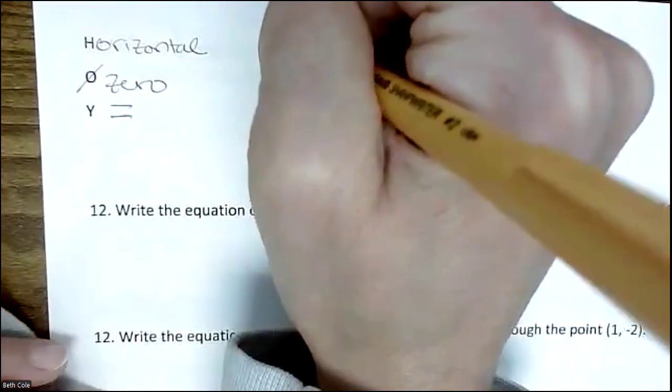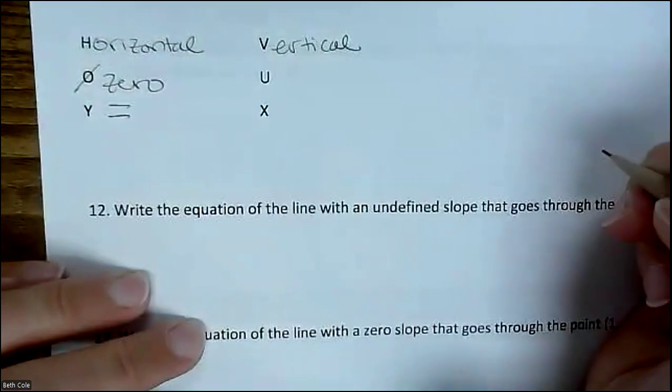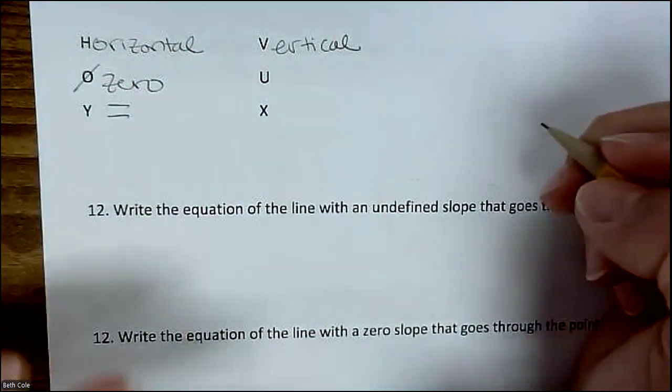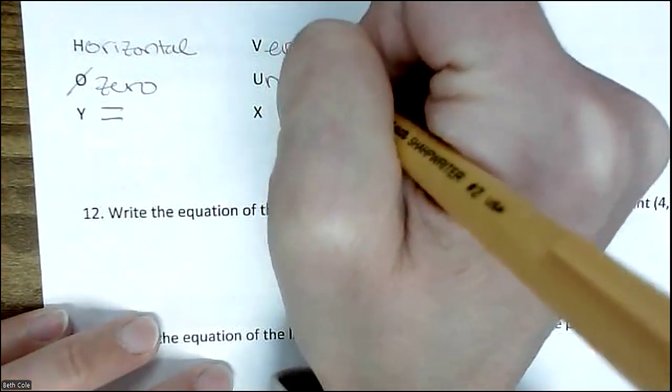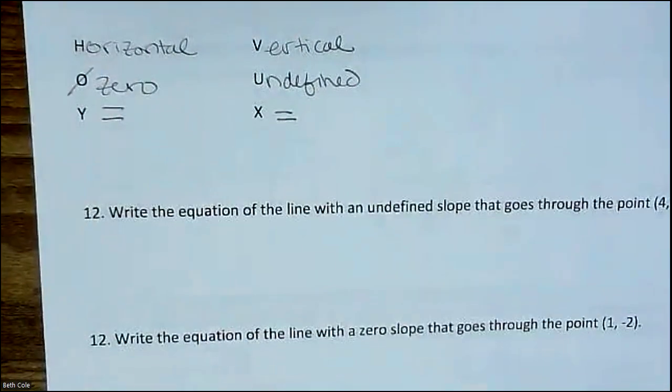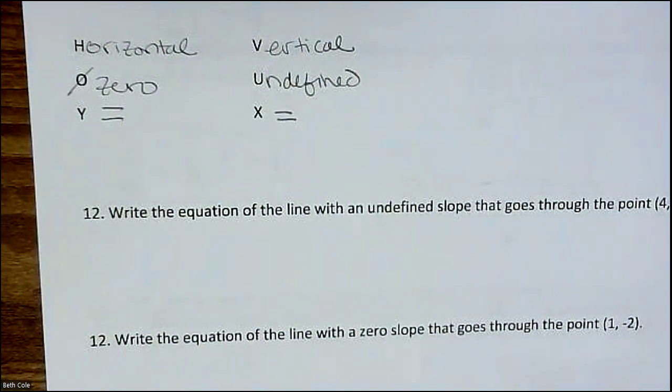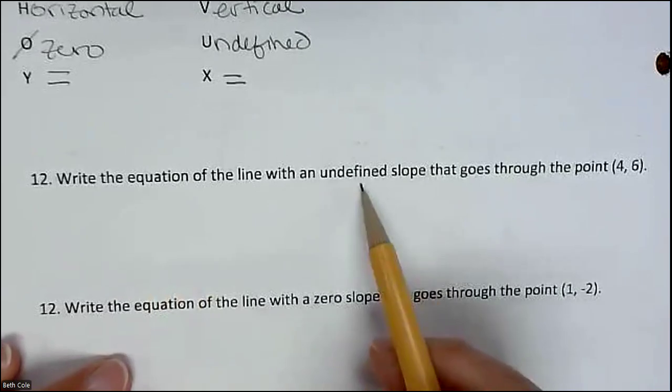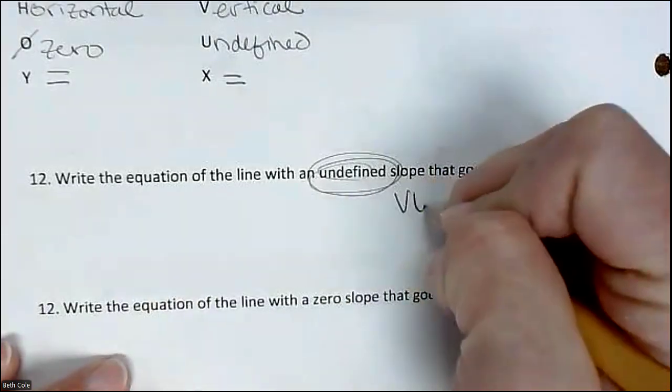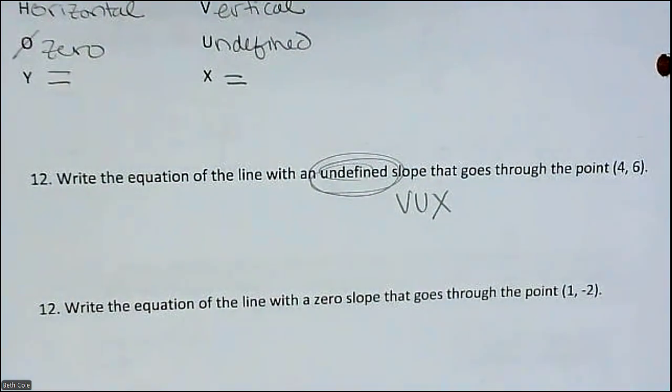V is vertical, very good. Vertical is this way. Undefined, good job. And it is x equals something. X equals 3, x equals -2, x equals 77, whatever. So this question says undefined. That is V-U-X. The U is undefined.